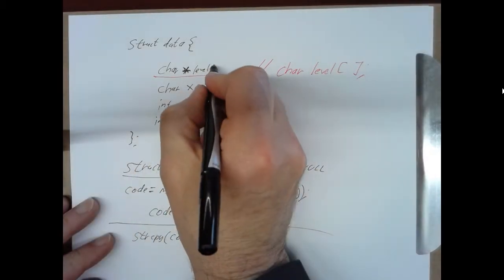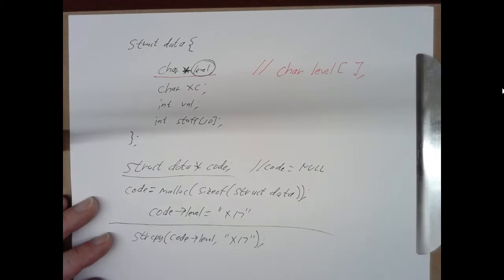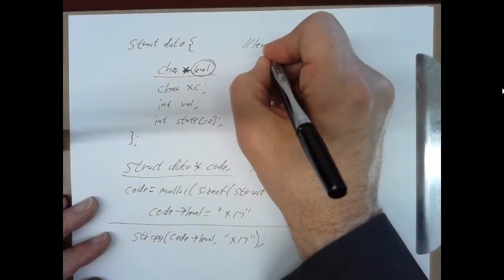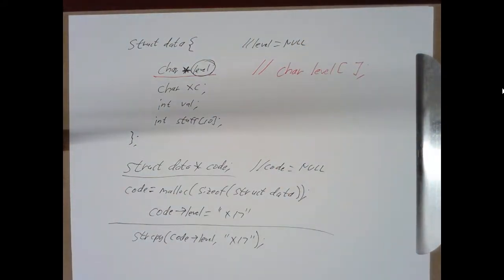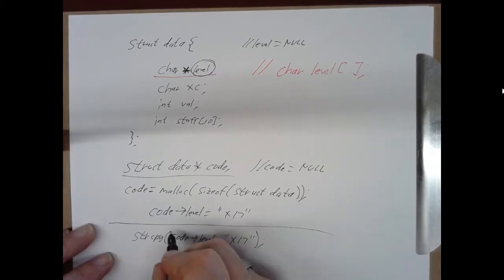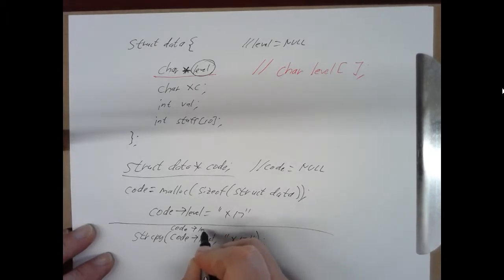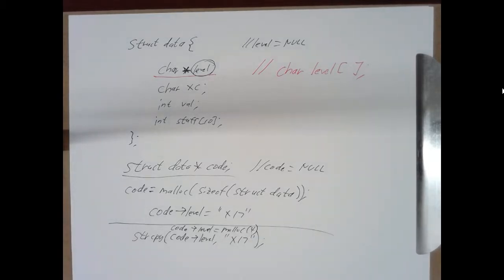Because inside here, we've said level is a pointer to a character. But what you should be thinking is, at this point, level is probably null. It's not pointing to any particular location. It's uninitialized. And so if we try to do this, it's saying copy these characters into memory starting at location 0. And that's going to seg fault. If you wanted to do this, first you would have to do something like code arrow level equals malloc. And you'd have to set up 4 bytes in memory. And now level is pointing to a chunk of memory that holds 4 bytes. And now you can string copy x17 and a null terminator into that location.